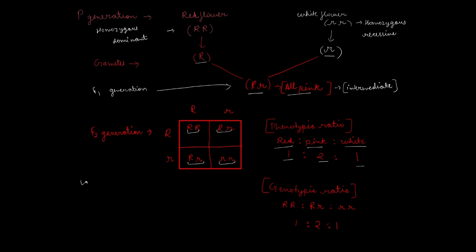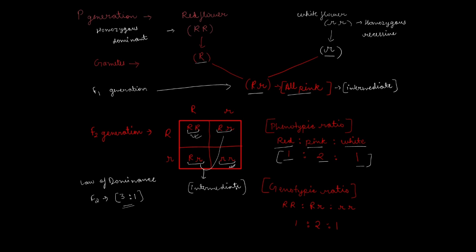In case of the law of dominance, we have seen that in the F2 generation, the phenotypic ratio is 3:1. Whereas in this condition, the phenotypic ratio changes from 3:1 to 1:2:1. And in the F2 generation, we have seen parental combinations as well as the intermediate.